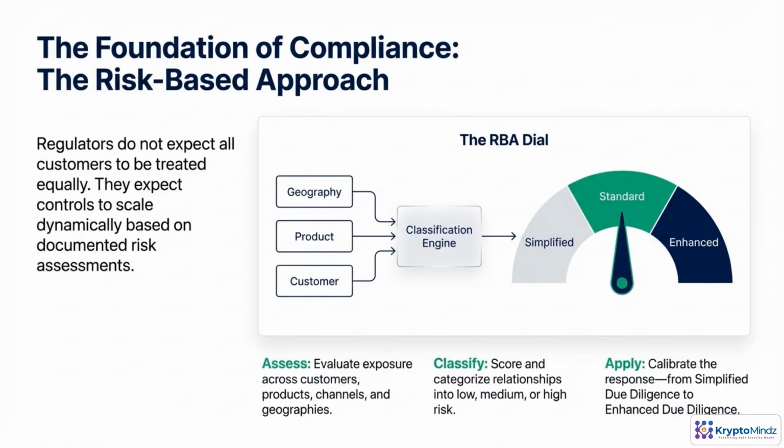The risk-based approach makes your AML efforts proportional to the risk you're actually facing. You begin by assessing exposure. Which customers, products, channels, and countries create higher money laundering or terrorist financing risk? Then you classify relationships into low, medium, or high risk using a consistent model. That risk rating then drives your controls. Simplified checks for low risk, standard CDD for most customers, and full enhanced due diligence and monitoring where risk is highest.